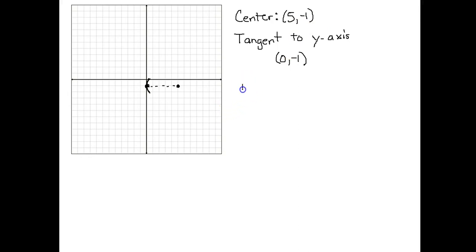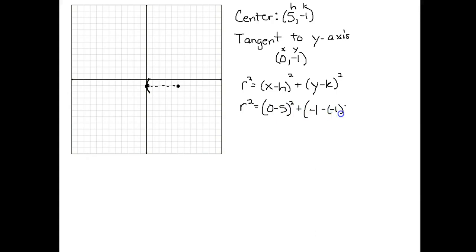All right, so going back to r squared equals x minus h quantity squared plus y minus k quantity squared. We don't know what r is, we're going to find it. Well, this point is going to be our x and y, and of course our center is our h and our k. So we got 0 minus 5 quantity squared plus -1 minus a -1 quantity squared. So r squared equals, let's see, -5 squared is going to be 25 plus, well, -1 minus -1, that's going to be 0. So r is 5.